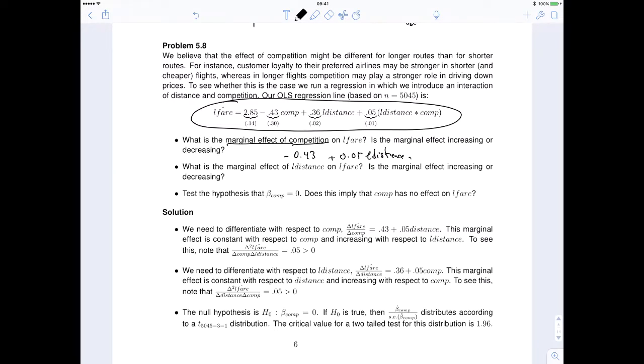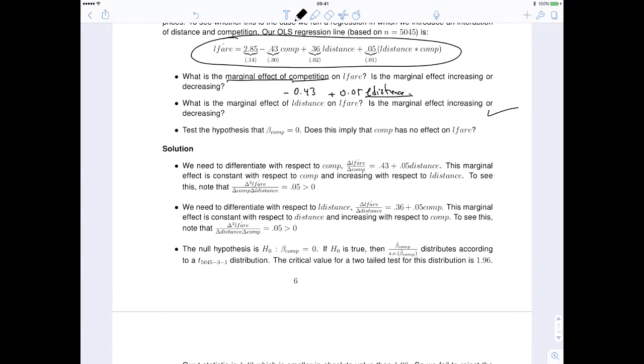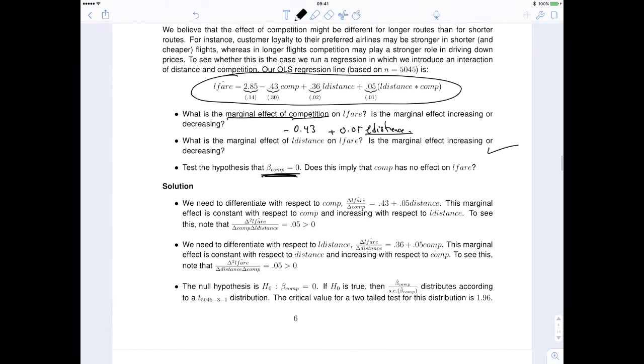Is the marginal effect increasing or decreasing? Well, it is increasing in L distance. The larger is L distance, the larger is the marginal effect. You do a similar thing for distance on fare. Is the marginal effect increasing or decreasing? Again, it will be increasing. Test the hypothesis beta competition is equal to 0. How am I going to test it? I'm going to do a t-test. Minus 0.43 divided by 0.30 is approximately 1.33, right? Maybe 1.35. Regardless, we will fail to reject that beta comp is equal to 0.